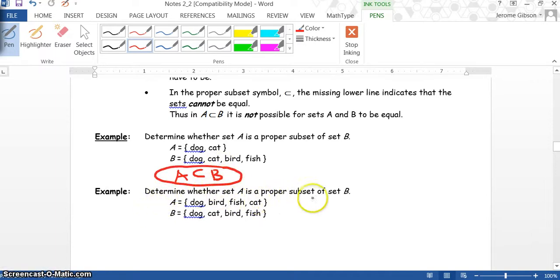Determine whether set A is a proper subset of set B. We have dog, bird, fish, and cat. We have dog, cat, bird, and fish. Even though they're out of order, they have the exact same elements. So we know that A is not a proper subset of B because they cannot be equal.